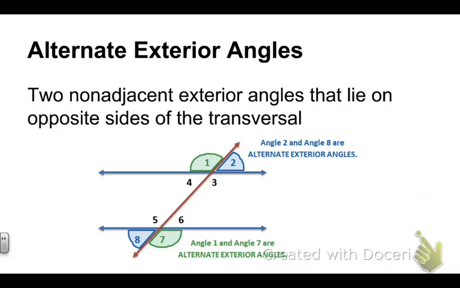Again, make sure you get that picture down. Don't necessarily need to get all of the words. You could just put angle 1 and angle 7, angle 2 and angle 8, but the color might help you guys.